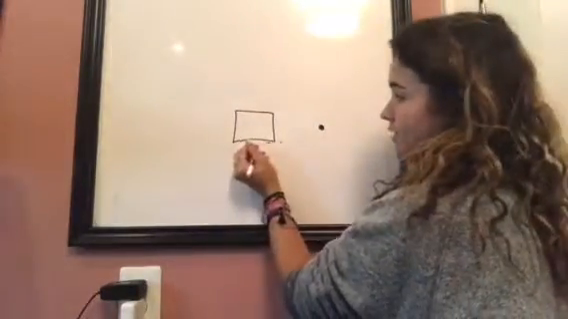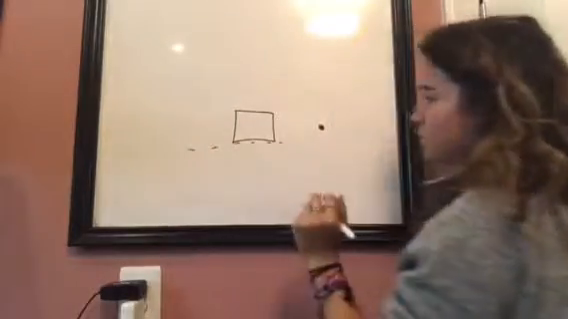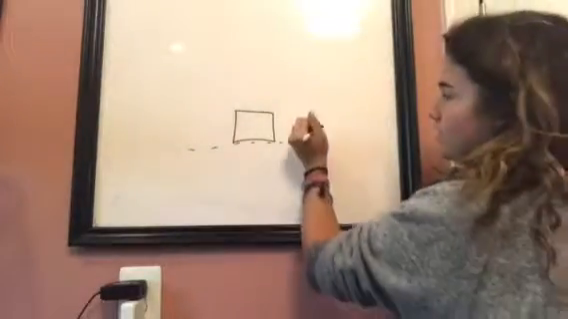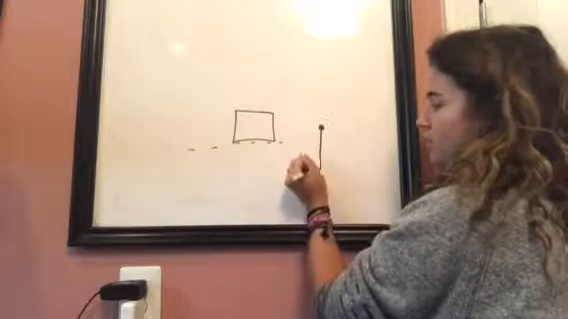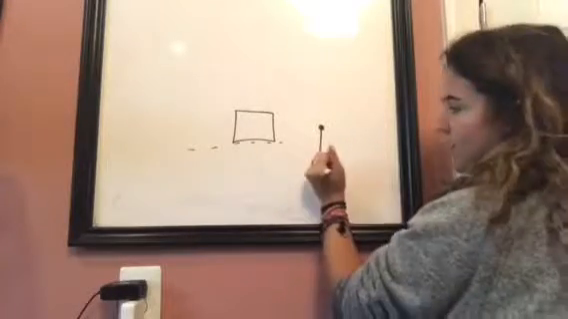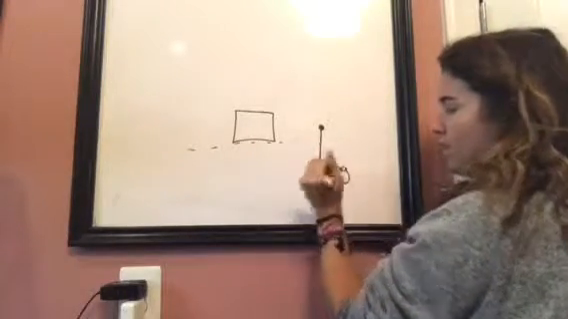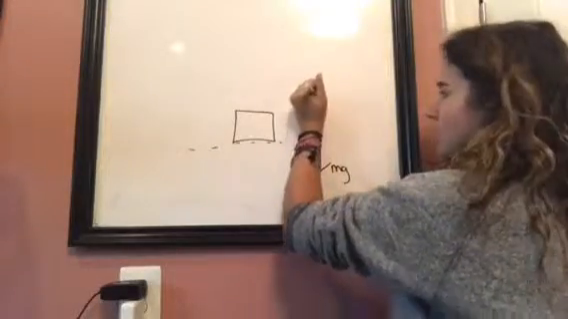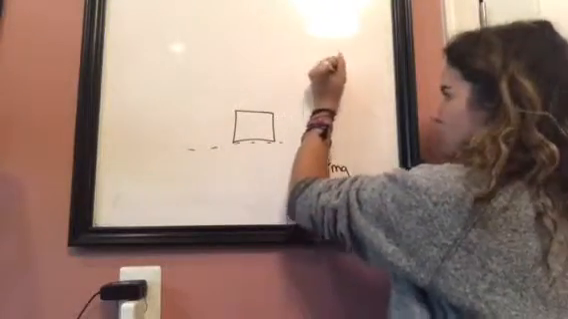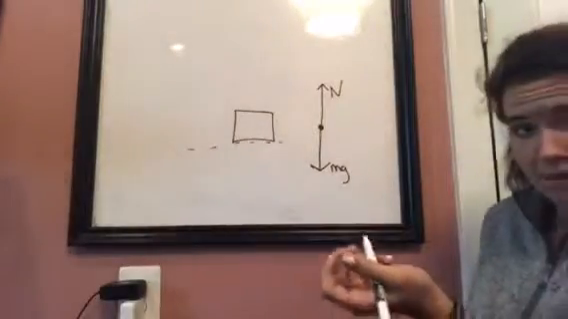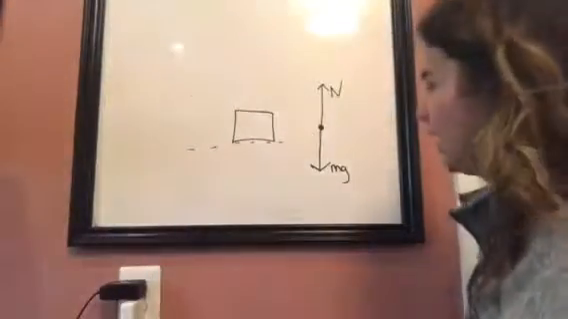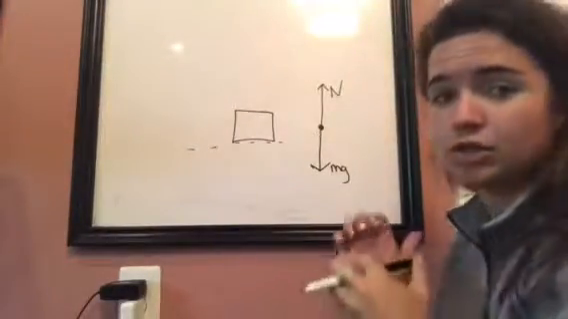So this box is on the surface at rest. The only forces really acting on it are the force of gravity, which would be m times g, and the normal force from the surface in this direction. So we have normal force. Not bad, right?